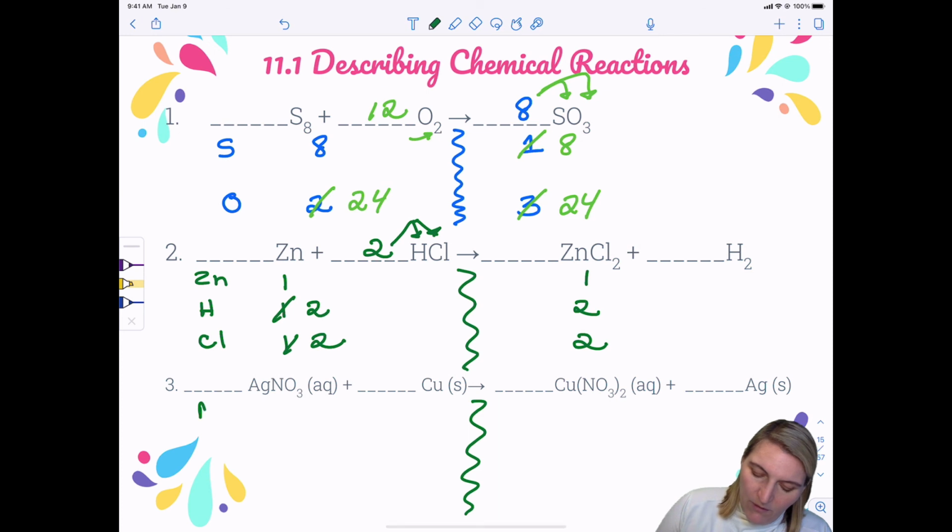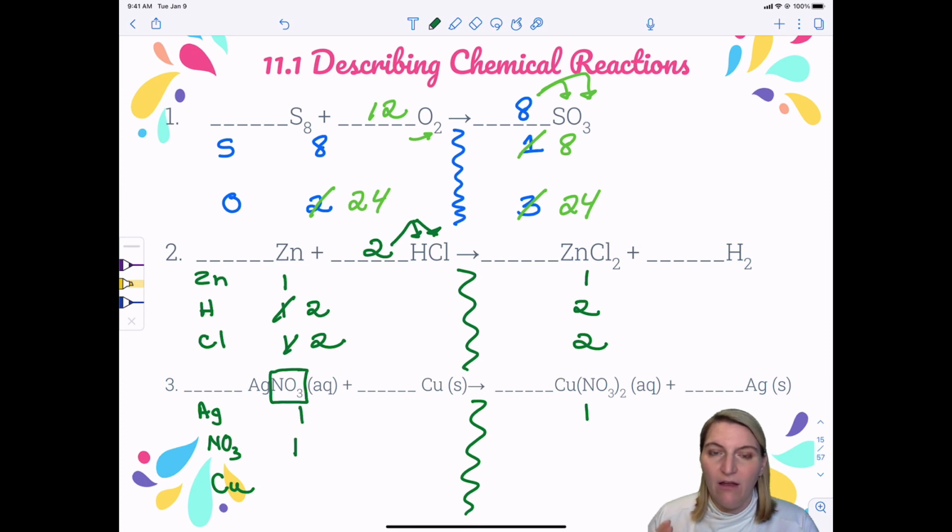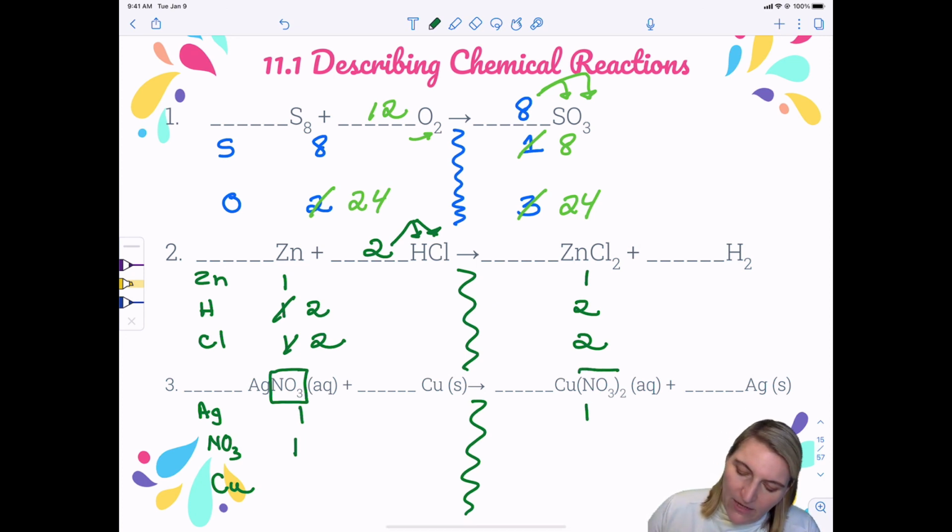This is the first one with a polyatomic ion. So I'm going to look at the silver, and I'm going to call them nitrate, and copper, right? There's 1 silver on this side and 1 silver on the right. There's 1 nitrate group. So I'm taking this whole group as an entire group. On this side, how many nitrate are there? There are 2. And there's 1 copper on each side.